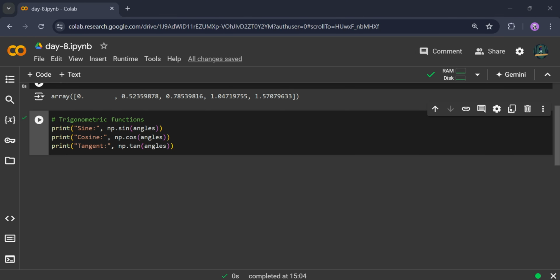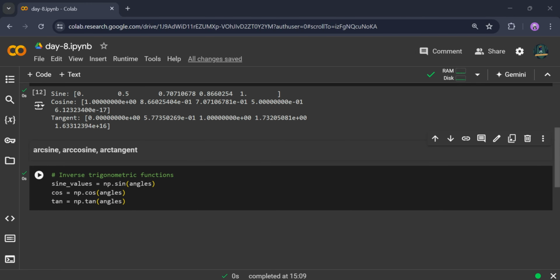Now let's calculate the sine, cos and tan values for these angles using the NumPy trigonometric functions called sin, cos and tan. The np.sin computes the sine of each angle, then np.cos the cosine, and np.tan the tangent. Okay, let's print this result to see the output.